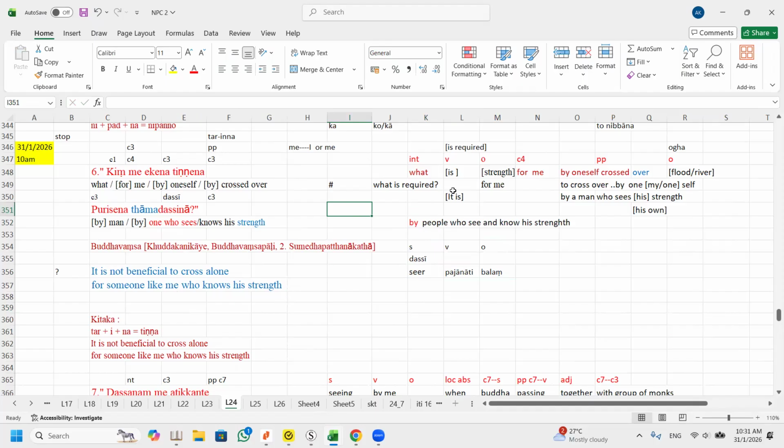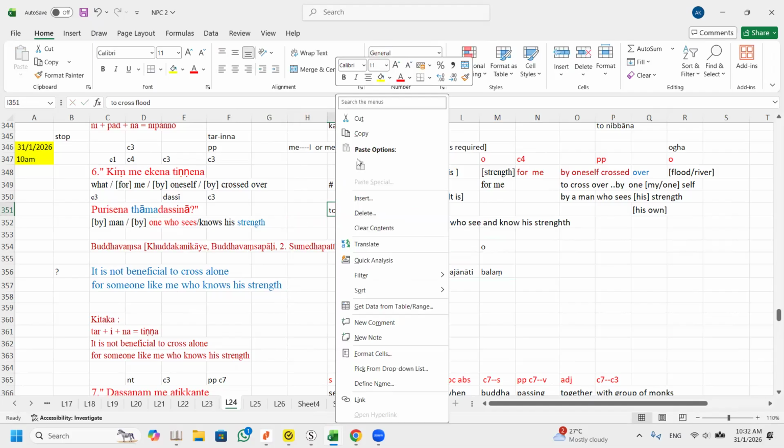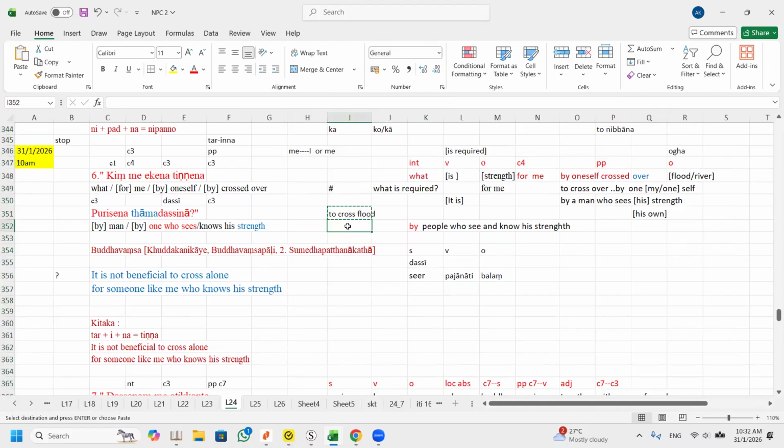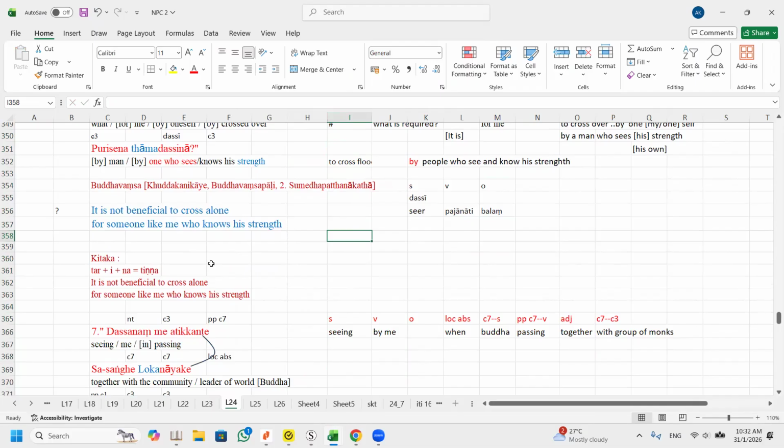But to construct this line, to join this line, what you need to do, you have to use "to cross the flood." Then you put it like that: to cross the flood. Now this is English, you cannot start with "to cross the flood." To cross the flood by people who see and know the strength. So technically the message is like that. How you're going to arrange it is up to you.